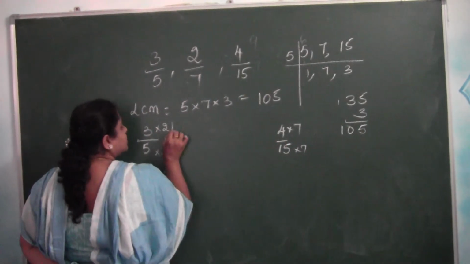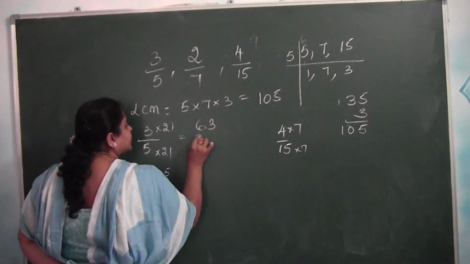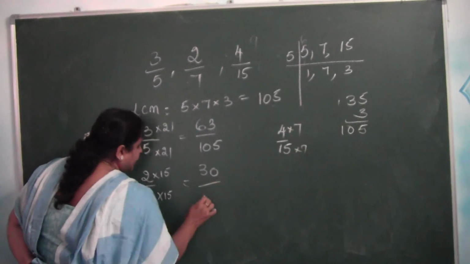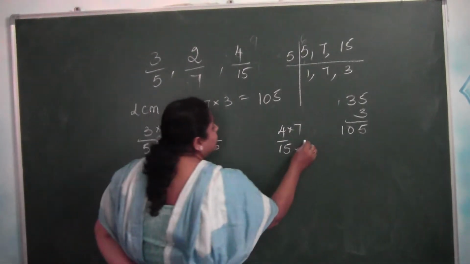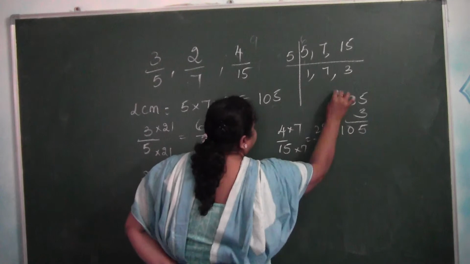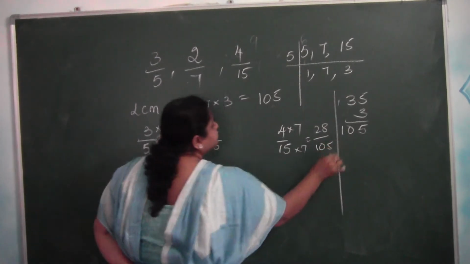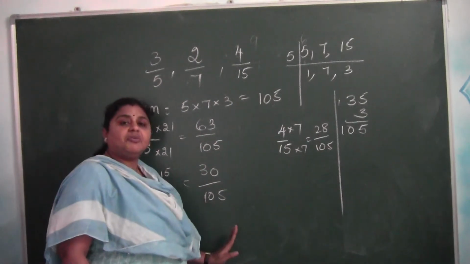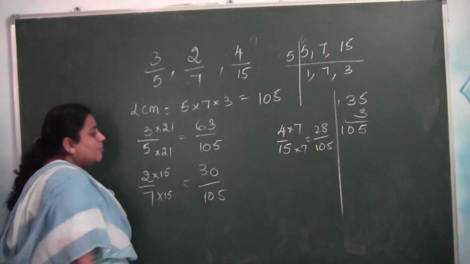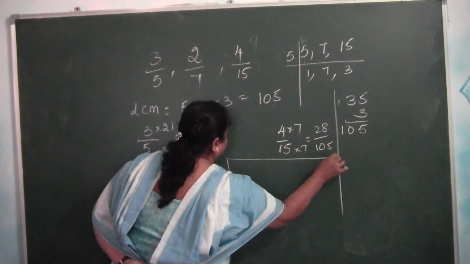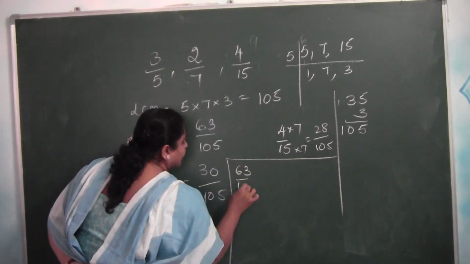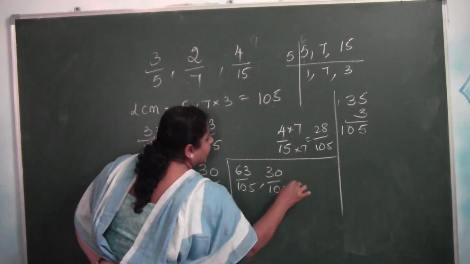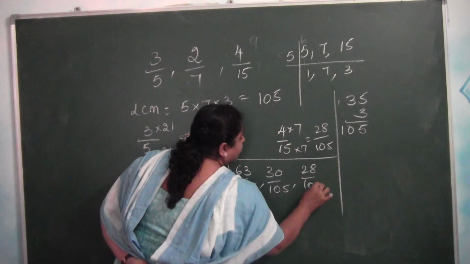Okay. Now, let us multiply. 21 3s are 63 by 105. 15 2s are 30 by 105. And 4 7s are 28 by 105. Is it not? I have completely got equivalent fractions. Now let us write all the fractions I got: 63 by 105, 30 by 105 and 28 by 105.